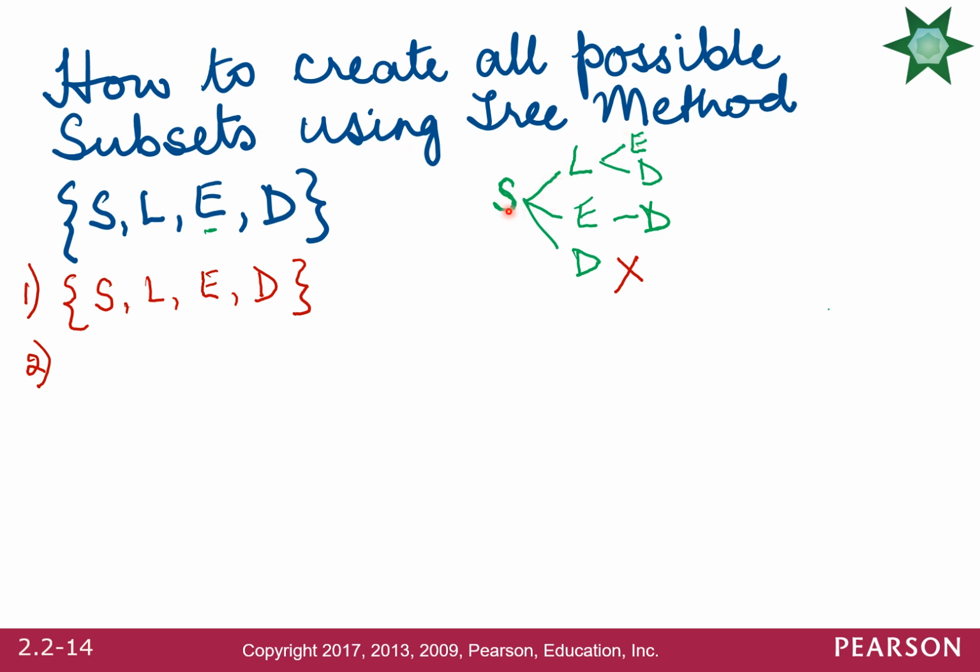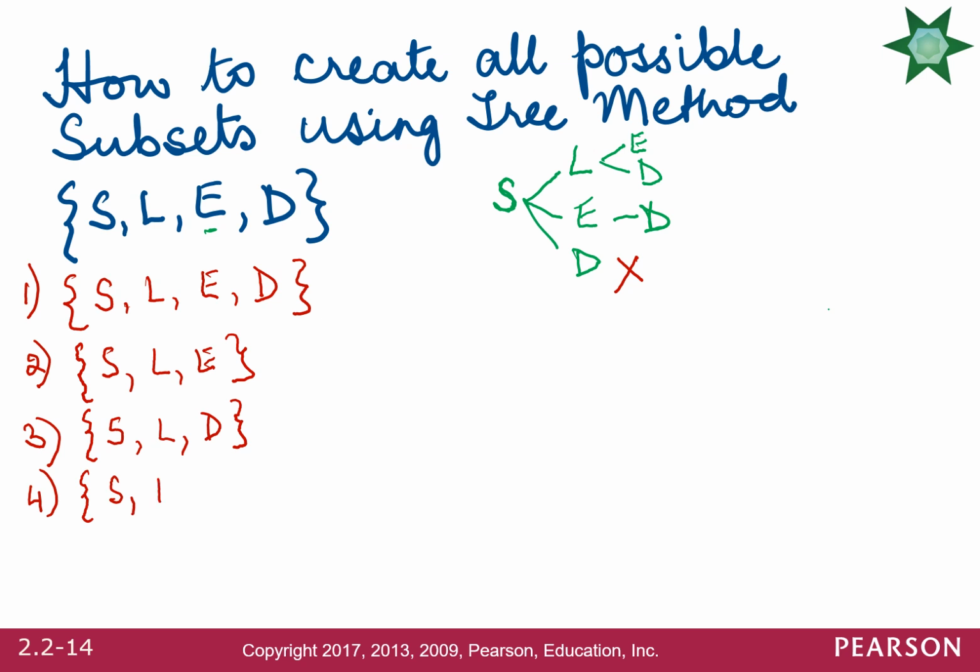So we'll have one set which is SLE. Let's write that. Okay, so subset number 2 is SLE. Subset number 3 would be SLD, correct? We are traversing the tree, SLD. So that's another combination. I'm going to write that, SLD. So here we are capturing subsets with 3 elements in them. Then we have SED, correct? So let's list that. 4 is SED.